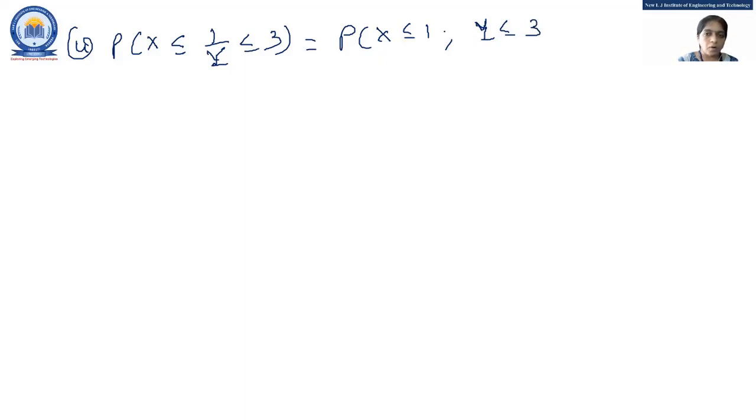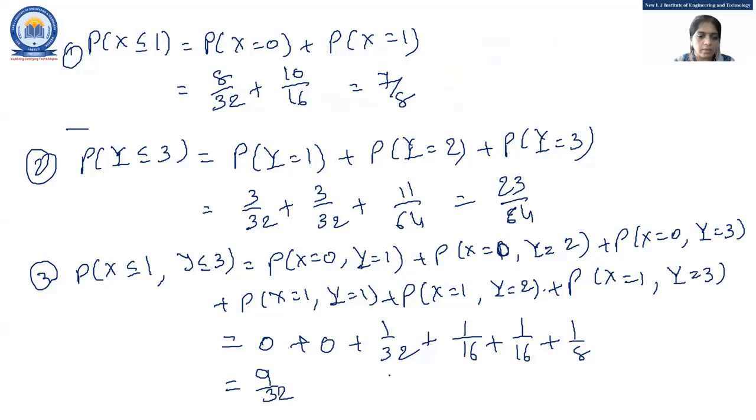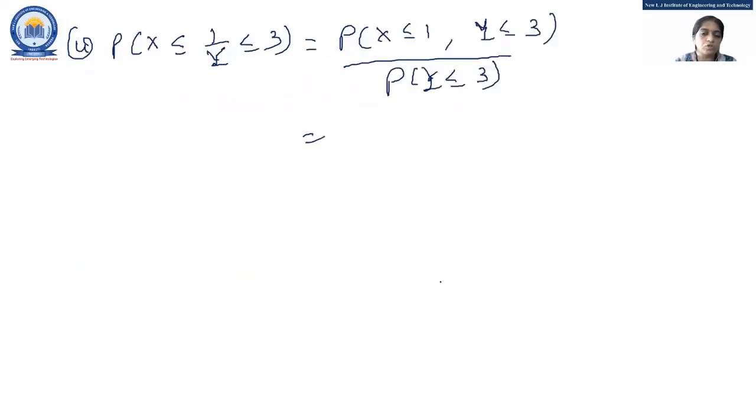Okay, and upon probability of y less than or equal to 3. So here probability of x less than or equal to 1 and y less than or equal to 3. See from the third answer, that is 9 by 32. So here 9 by 32 upon 23 by 64. So after simplification, it will become 18 upon 23.